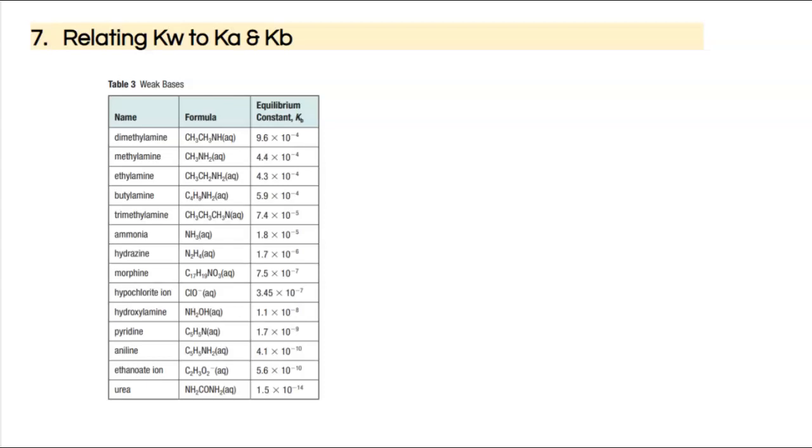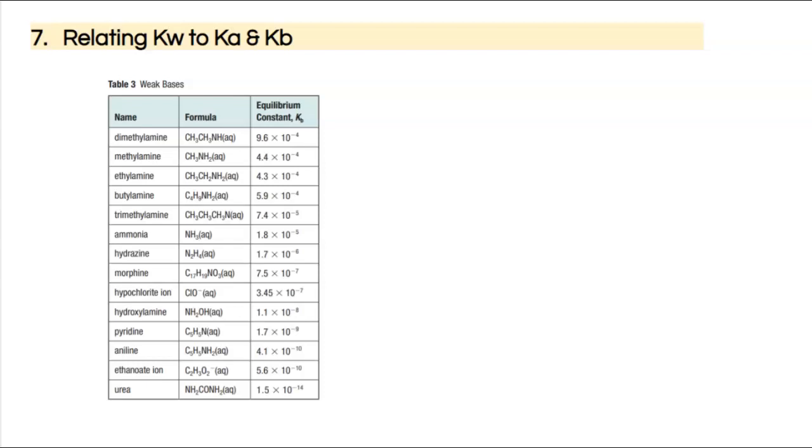So in today's lesson, we're going to learn about the relationship between Kw, Ka, and Kb. Those are our equilibrium constants associated with acid-base equilibria. But before we begin, I want to give you some context as to when we might need to perform calculations like we're about to perform.